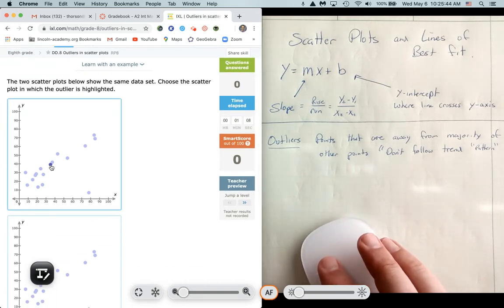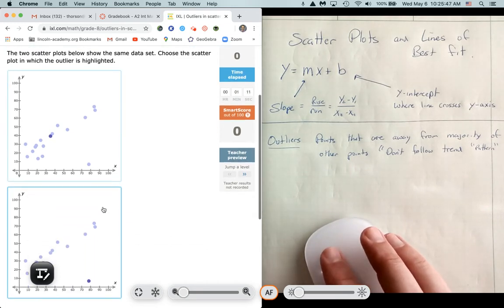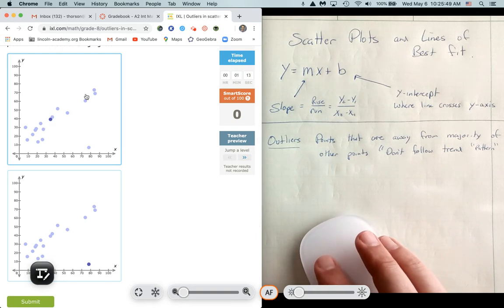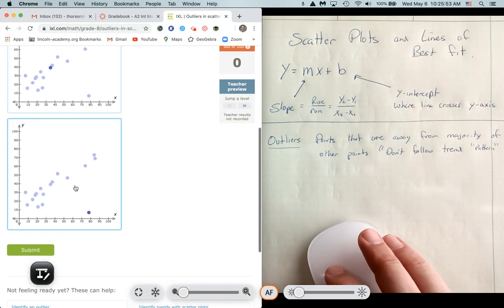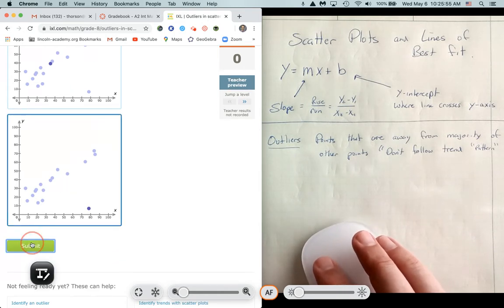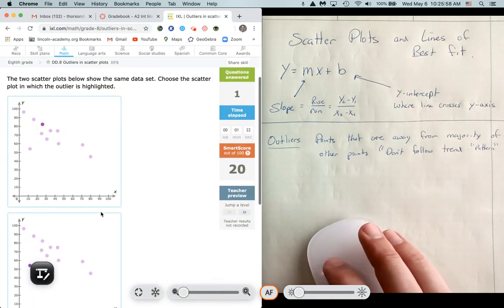You'll notice that dot right there is a little darker than the rest. So that one's definitely not an outlier. It lies amongst these points. This one here that lies way out here is the outlier. So you click on this one and you hit submit. It's just helping you recognize the pattern.